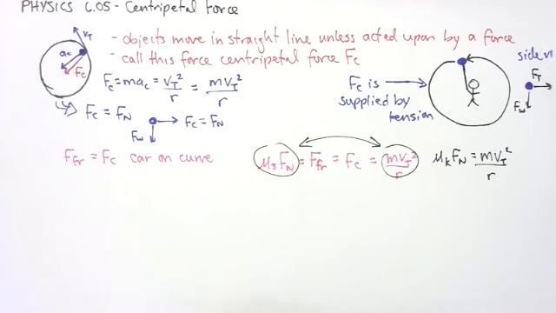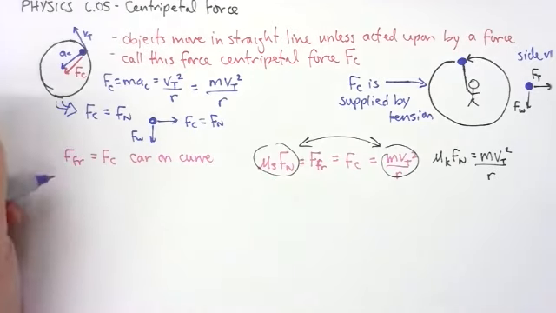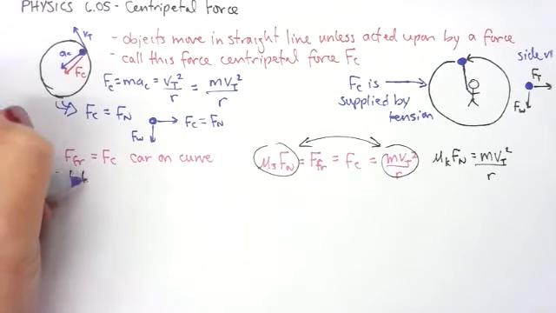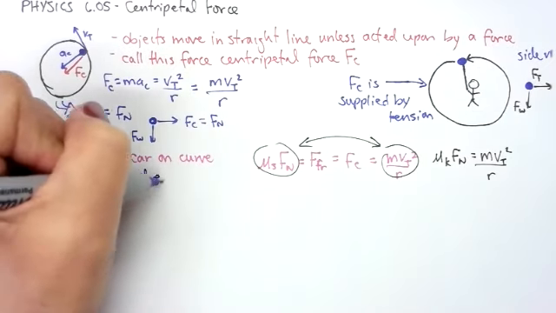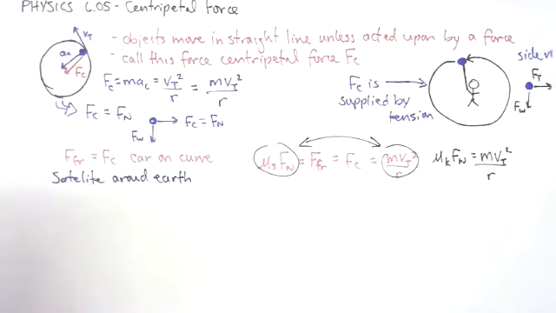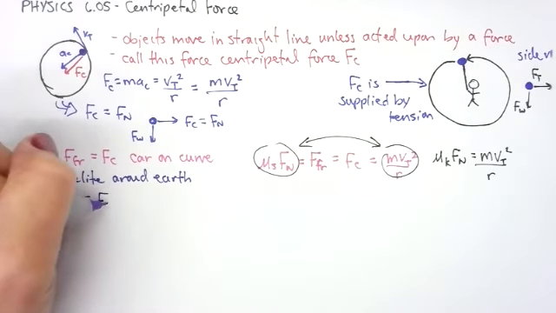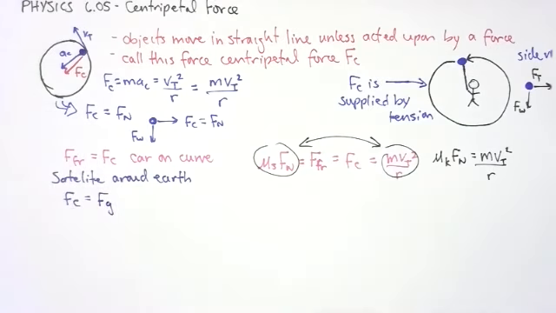What if I have a satellite going around, so let's say we've got a satellite traveling around the Earth. What's our centripetal force? What's supplying our centripetal force there? Pause the video if you need more time to think about it. Did you say gravity? It's the force of gravity.